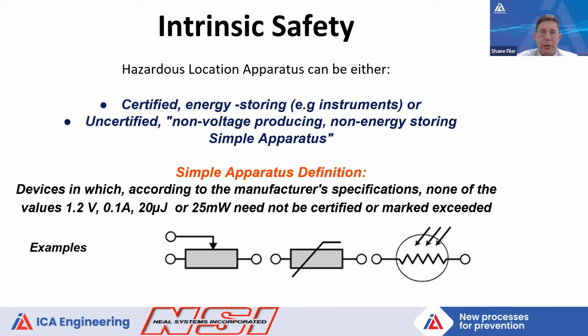Simple apparatus would be something that will never be able to either store or generate too much of an electric type ignition that could cause a problem. So you're talking about typically thermocouples, some buttons, switches, LED lights. Those sorts of things are all simple, meaning that they don't have to be approved to be intrinsically safe. You could just go with an off-the-shelf unit and then apply an intrinsically safe barrier or isolator to it, and that would make the system be intrinsically safe.